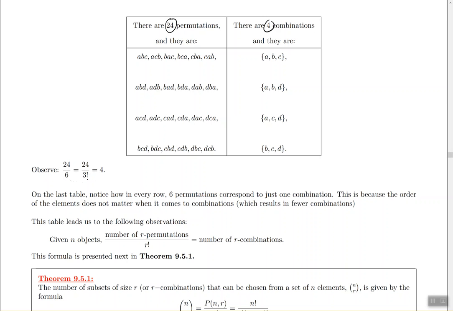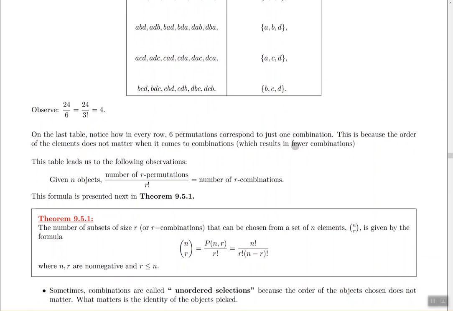Why 6? Because that's the same as 3 factorial. And why 3 factorial? Because there are 3 spots in my combination. These are 3-combinations. So in this case, to get the number of combinations, or r-combinations, we will be using the formula n choose r. And what does n choose r stand for? It's basically n factorial divided by r factorial times (n minus r) factorial. So it's basically the number of permutations divided by the size of each combo factorial. That's another quick way of remembering it.